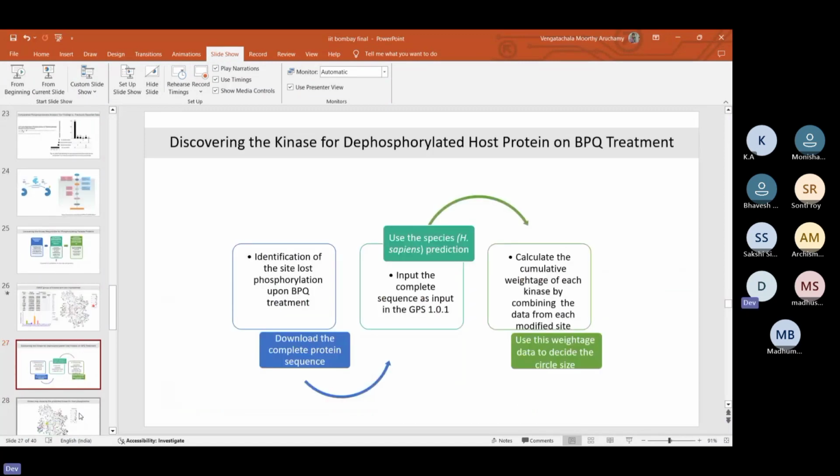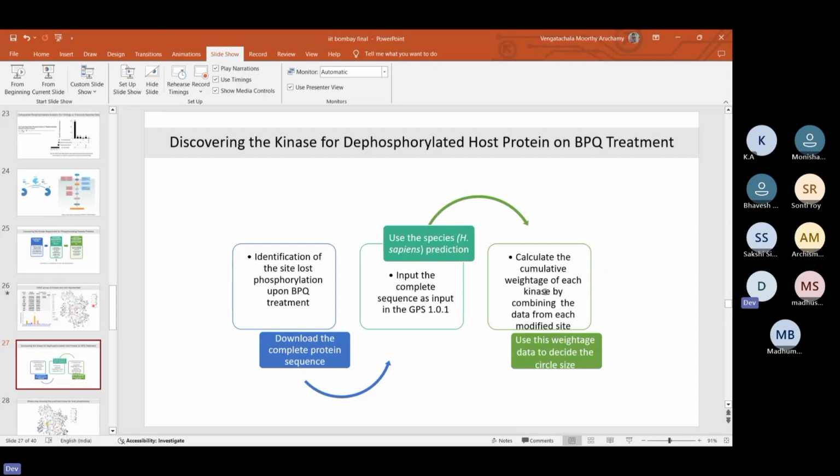Now coming to the host kinase prediction. Around 500 kinases are there, so we directly took the Homo sapiens ones. No need to go for a homology-based search. Here we used the standalone version of GPS, and we incorporated all the sequences in one go. The software gives us the kinases, and then we calculate the cumulative kinase score exactly the way we did it for the parasite.